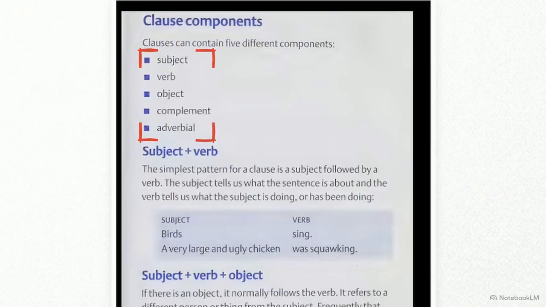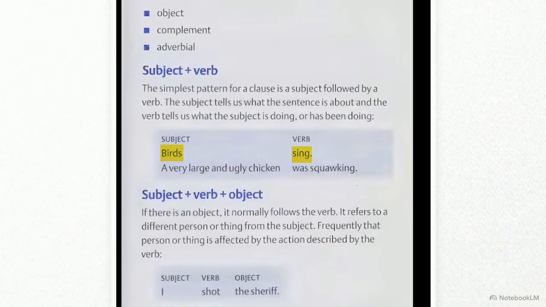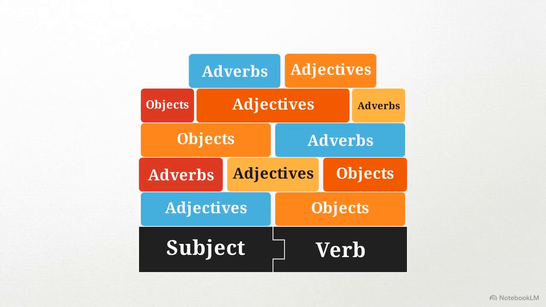Look at this list. The basic pattern is subject followed by verb. The subject identifies what the sentence is about, birds, and the verb tells what they are doing, sing. This is the minimum requirement for a complete clause, establishing an actor and an action. While sentences can grow much larger than this, they rely on this two-part baseline to maintain their internal logic.